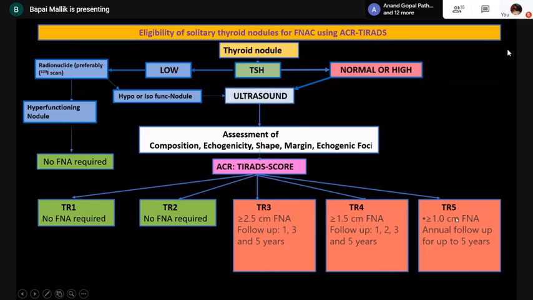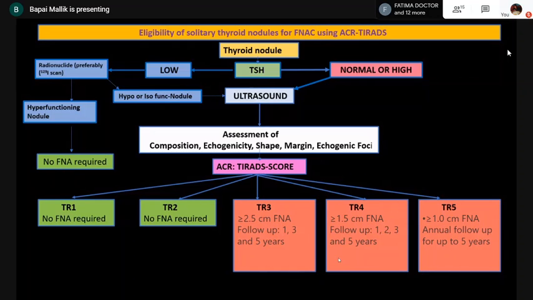In TIRADS 5, it is more than 1. Otherwise, you follow up, and these are the follow-up periods which are recommended. However, depending on the kind of practice, depending on how much trust you have in the ultrasonographer, in the radiologist, the clinician may take a different approach, and you may be getting patients.